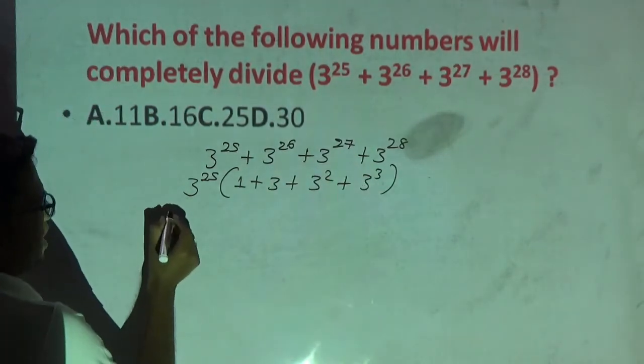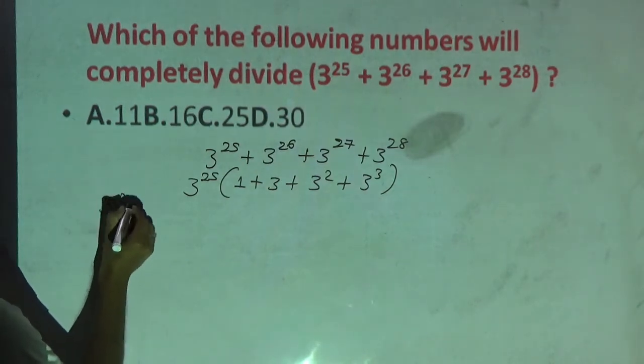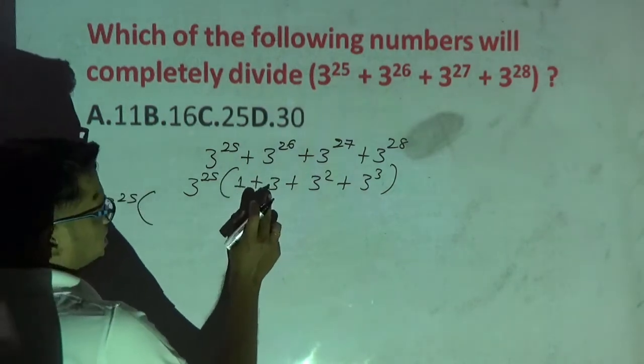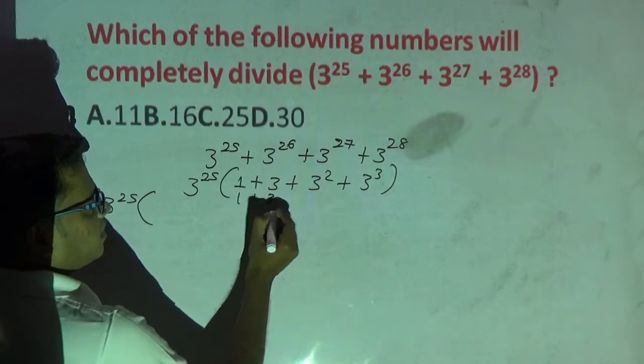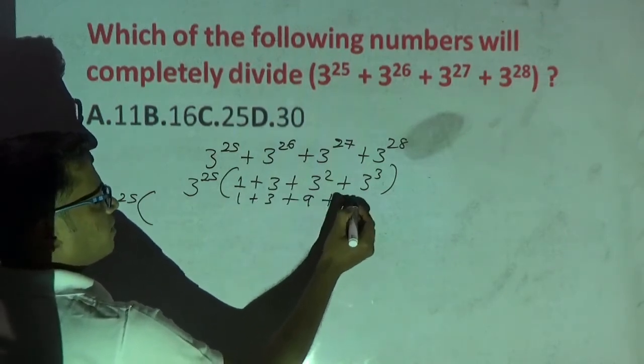Okay. Now, this can be written as 3 power 25 into, this is what? 1 plus 3 square is 9 plus 3 cube is 27.